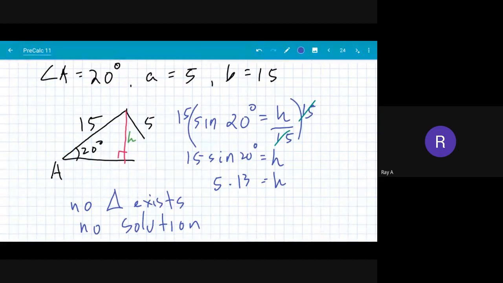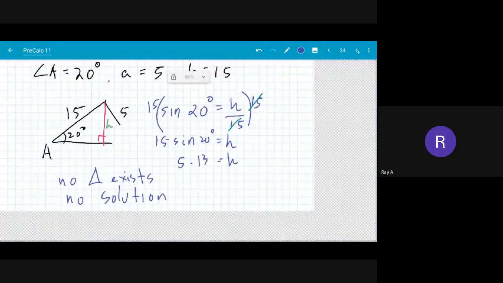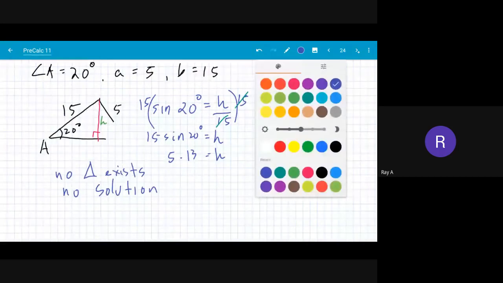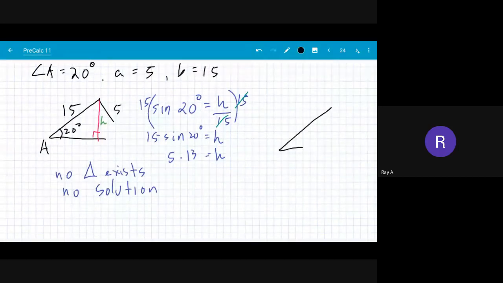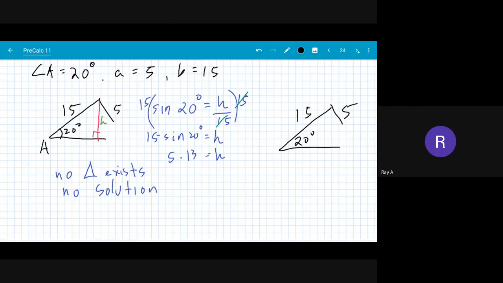So if you're thinking, okay, so what do we have? Well, all you have is that sort of incomplete picture wherein you have this 20 degrees, and then this one is 15, and then this one is A5. That's all you have. What is it? Well, it's an incomplete picture.